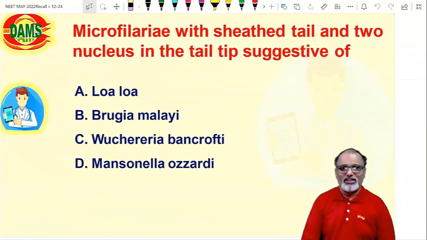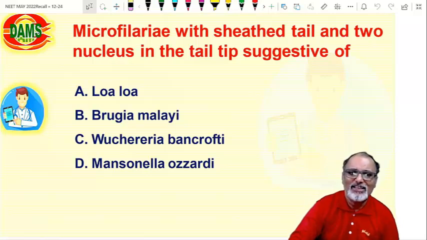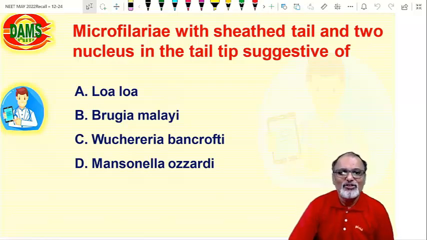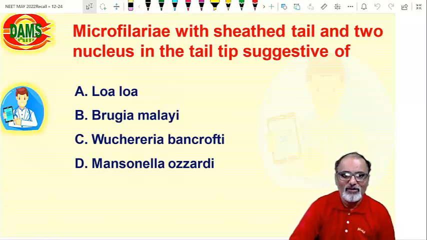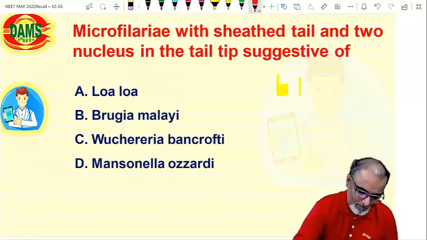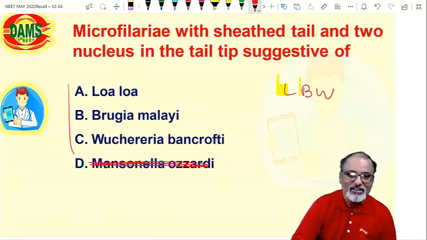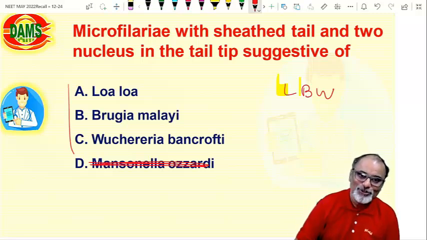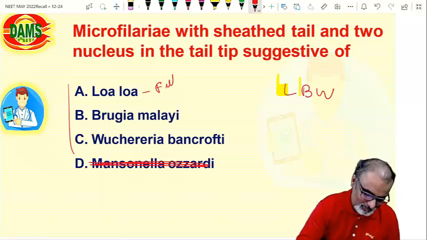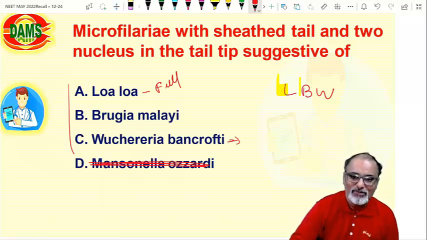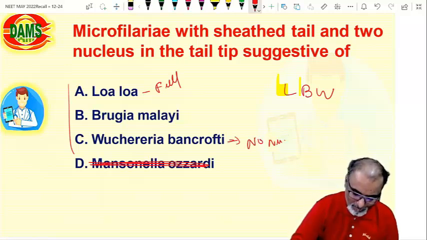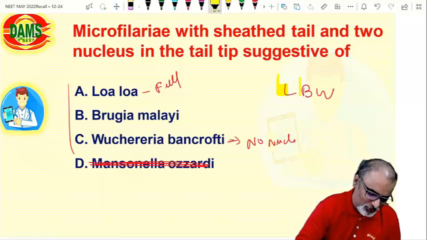All my kids got the question right. Microfilariae with sheath, tail and 2 nuclei in the tail tip, suggestive of? The sheathed mnemonic is LBW. Here I am removing this. These 3 are sheathed. L for Loa loa, remember, love: full tail, full of nuclei. B for Brugia, wedding: no tail tip, so no nuclei. And W for Wuchereria, 2 nuclei.